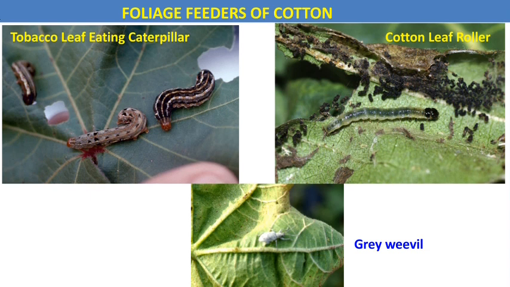They feed voraciously on the leaves, and as a result of feeding, in case of severe infestation, the leaves become defoliated. Then next one, the cotton leaf roller. The name itself indicates that the caterpillar of this cotton leaf roller rolls the leaves and feeds in a cone-shaped condition on the surface of the leaves by scraping the epidermal layers. In case of severe infestation, defoliation occurs.